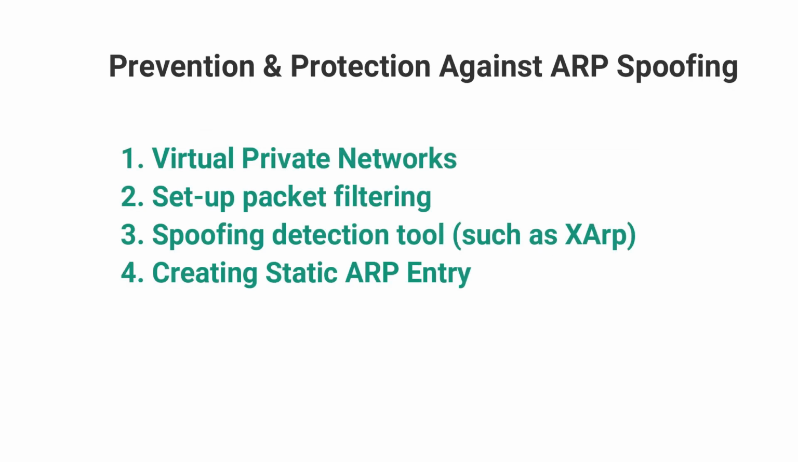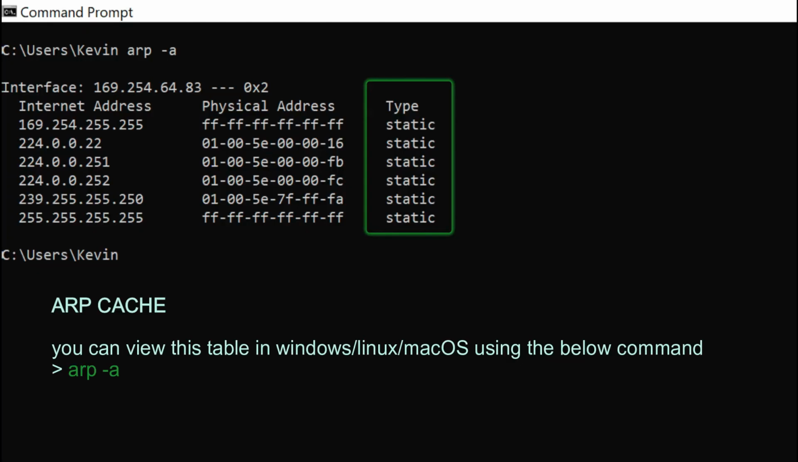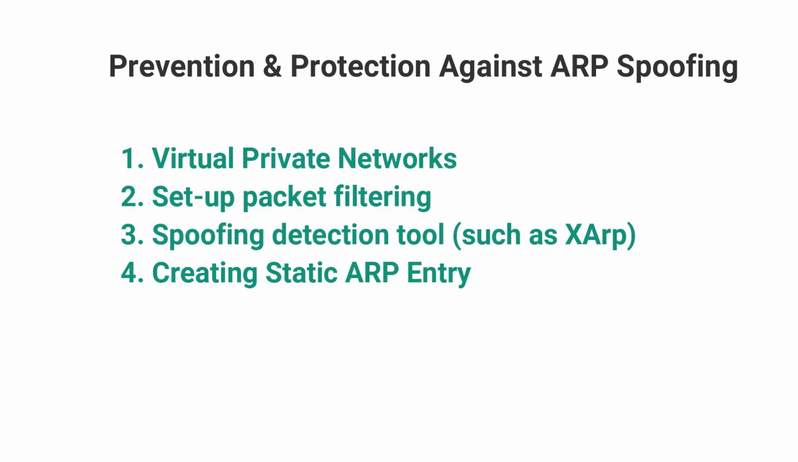Now let's discuss some ways to prevent or protect against ARP spoofing attacks. Use of VPNs, or virtual private networks, allows devices to connect to the internet through an encrypted tunnel. As I mentioned earlier, in the ARP cache there is a column named type of ARP entry. Use of static ARP entries is also a good measure. ARP spoofing detection tools are another good measure, as most of these tools not only detect but also protect from the ARP spoofing attack. Packet filtering is another protection against ARP poisoning.